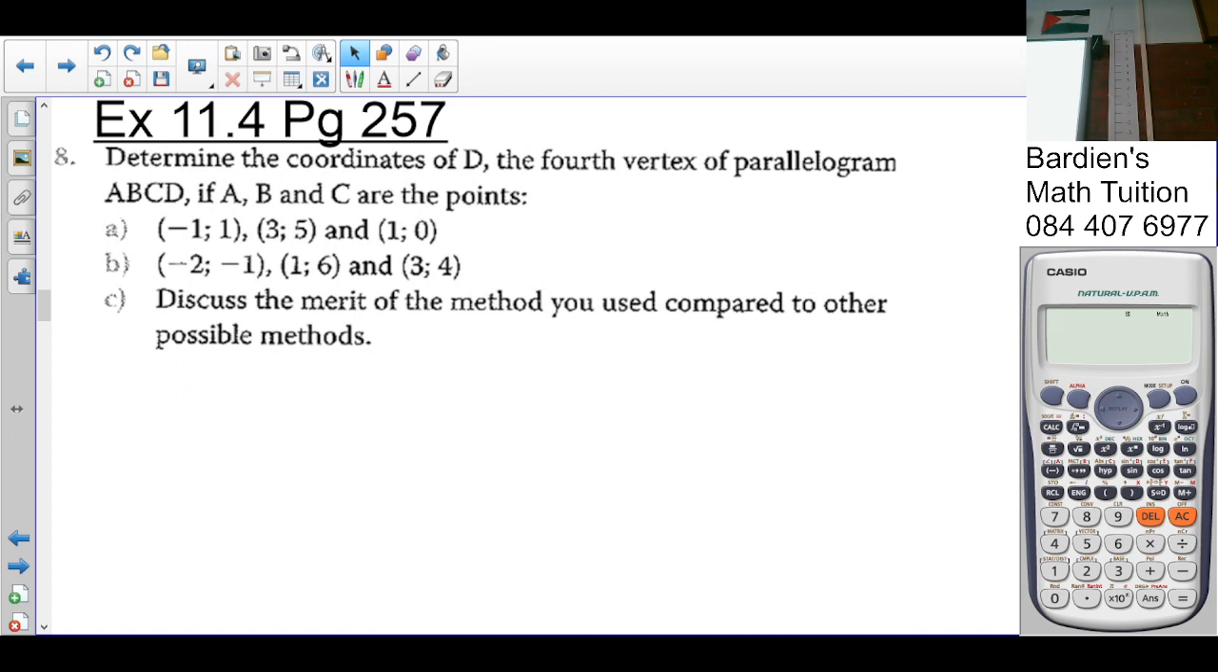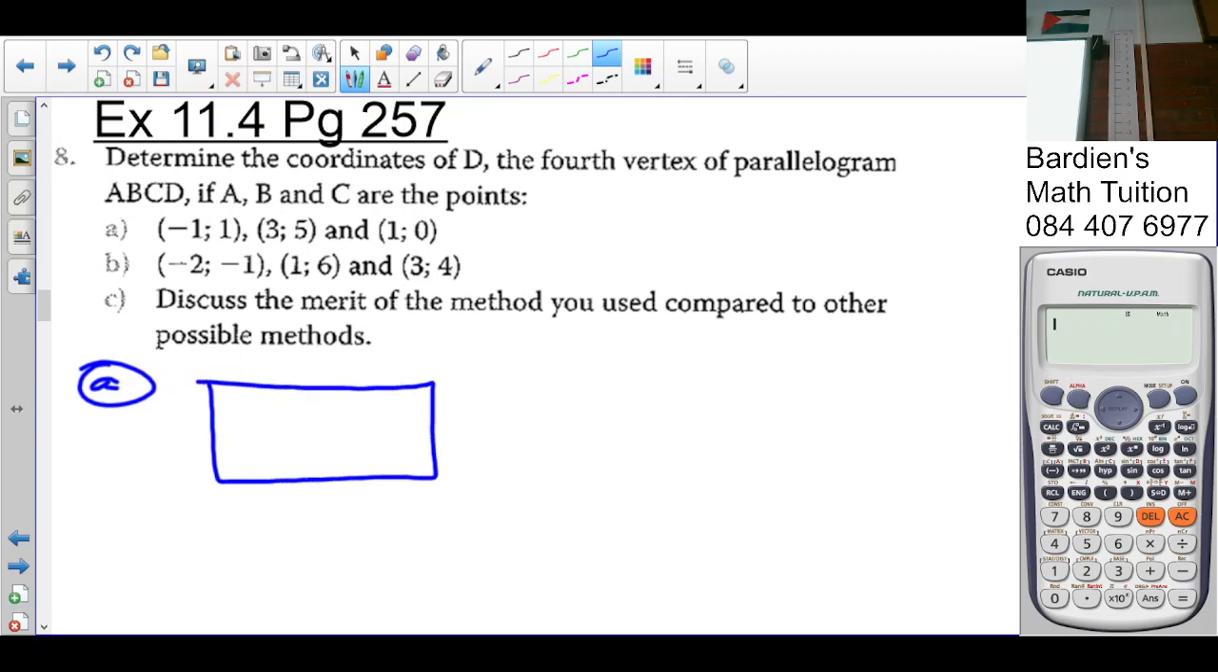We can use the lengths. Because if everybody can write this down, we're going to try it in B afterwards. Now you look at the order here. It is A, B, C, D, in that order. So you've got A, B, C, D.